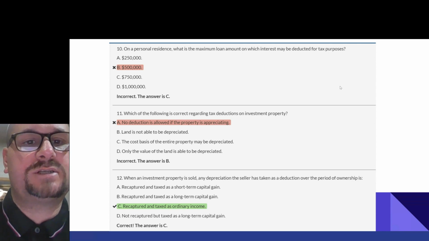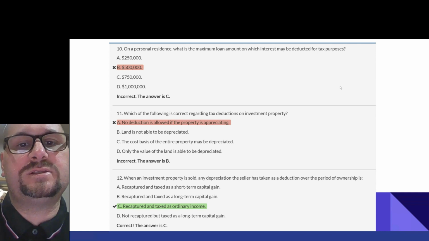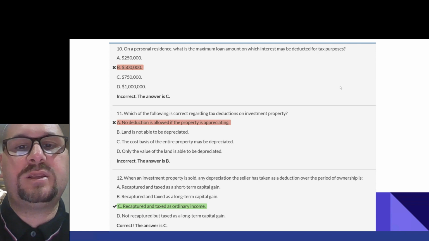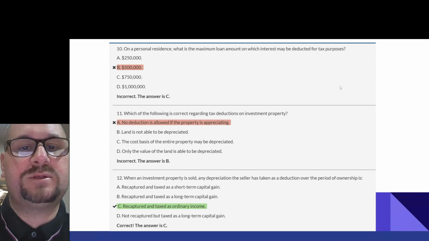A says no deduction is allowed if the property is appreciating. No. The cost and basis of the entire property may be depreciated. No. Only the value of the land is able to be depreciated. No.